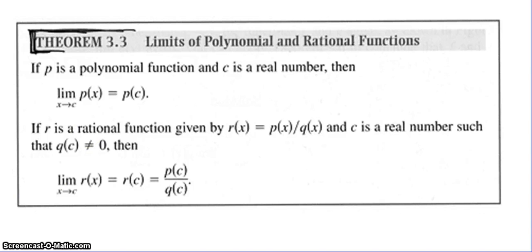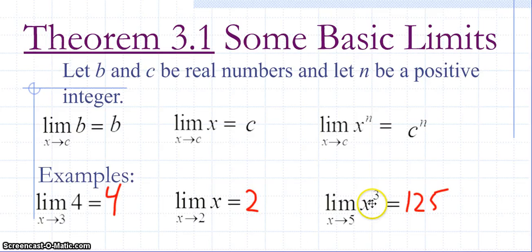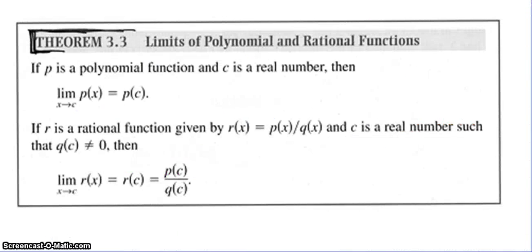We actually saw that earlier on. An example of that is right here. x cubed is a polynomial, and we plugged in 5, so it was 5 cubed. Here, x is also a polynomial, so we plugged in 2, and we got 2. So we've seen examples of this already. This is just formally stating it for polynomials.